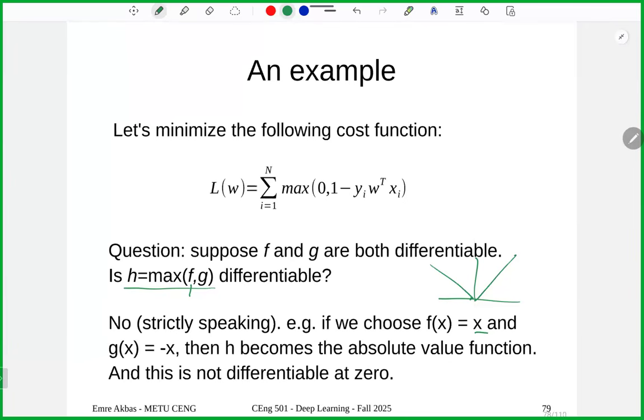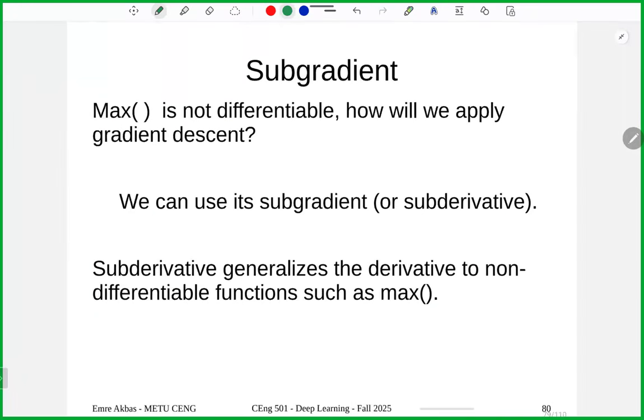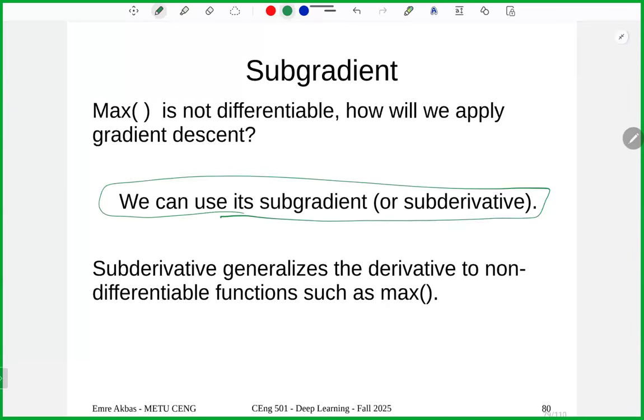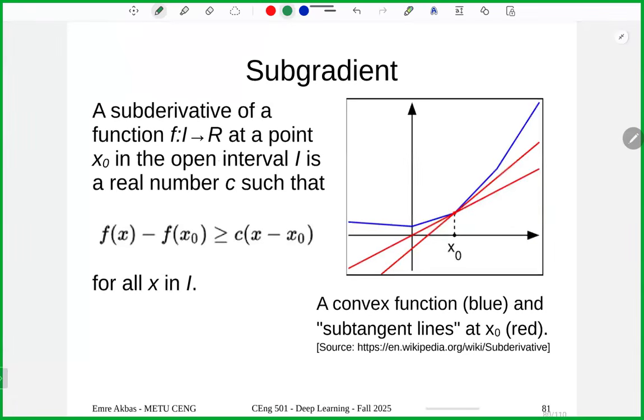Because ReLU is like this. ReLU is not differentiable at this point. But in practice it works using subgradient or subderivative. So max is not differentiable. We can use subgradient or subderivative, which saves us. And subderivative generalizes the derivative to non-differentiable functions such as max. It's a very easy idea.